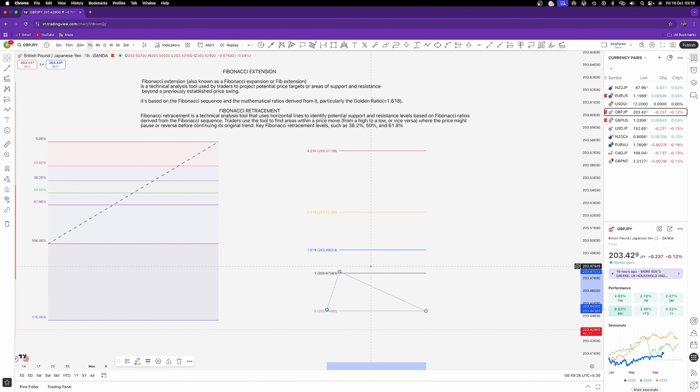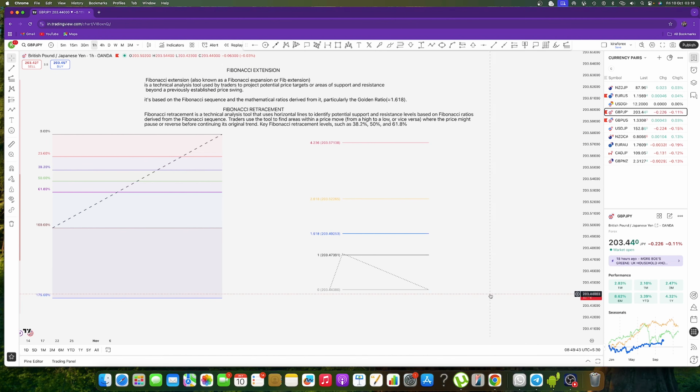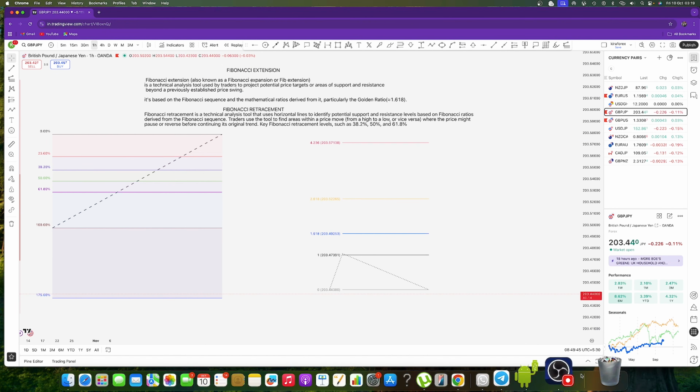We will have a feel of how to use this on the real chart for you to understand better how these tools are used. So let's move to the next one. On the next one, we are going to be talking about the differences between Fibonacci extension and Fibonacci retracement.